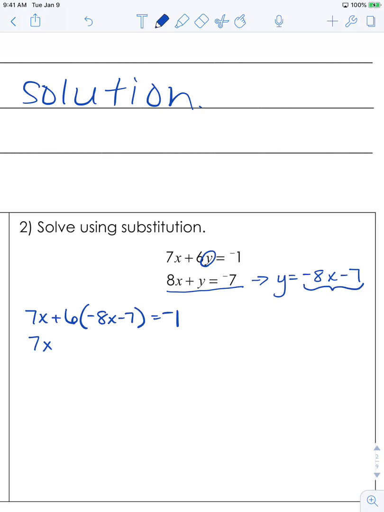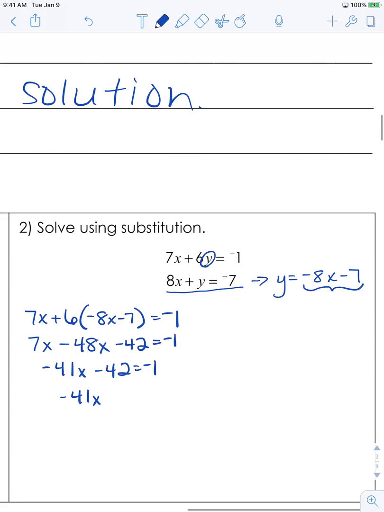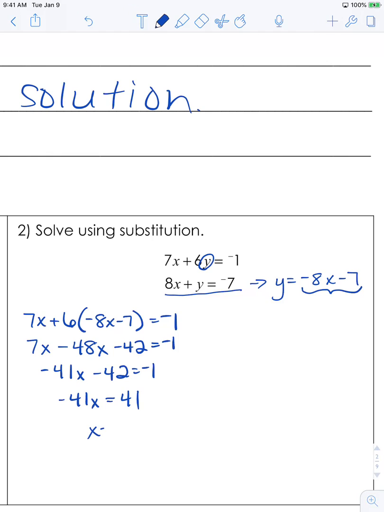We'll simplify this. 7x minus 48x minus 42 equals negative 1. Then you have negative 41x minus 42 equals negative 1. Negative 41x equals 41. So x is equal to negative 1. I'm going to substitute this back into the second equation just because, again, there's no coefficient, so it's a little bit easier. So we're going to say 8 times negative 1 plus y equals negative 7. So negative 8 plus y equals negative 7. y equals 1. So the solution is (negative 1, 1).